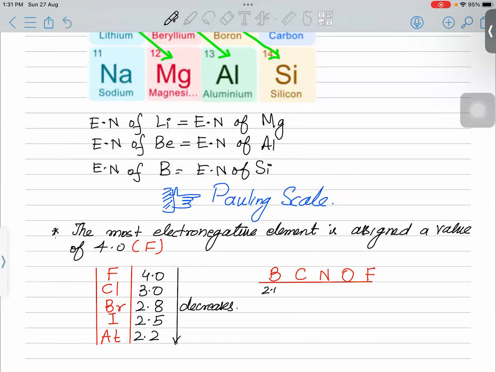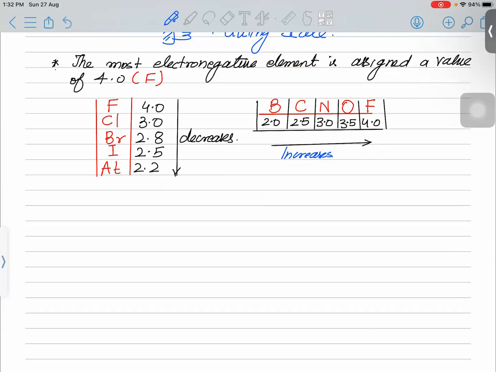Boron is 2, carbon is 2.5, nitrogen is 3, oxygen is 3.5, fluorine is 4. Now you can see that across the period, electronegativity increases. This is the Pauling scale, right? Now, importance of the Pauling scale.